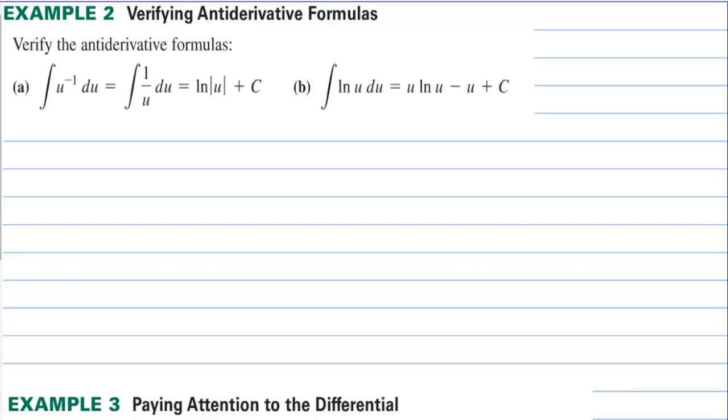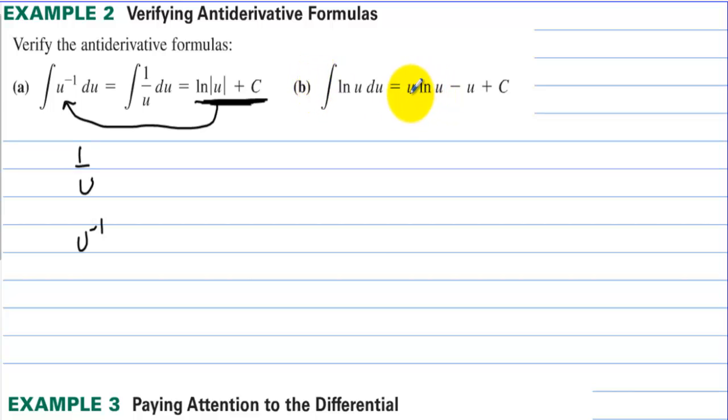Verify antiderivative formulas. Verify the antiderivative formulas. They're saying that the integral of u to the -1, well, that's equal to 1 over u, and they're saying that the answer is natural log of u plus c. To verify that this is true, we'll take the derivative of this piece right here. The derivative of natural log is 1 over u, and the derivative of c is 0, and that can be written as u to the -1.